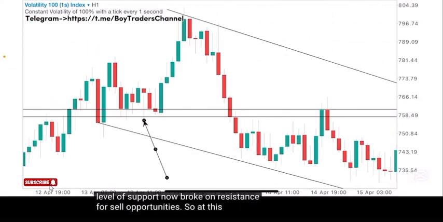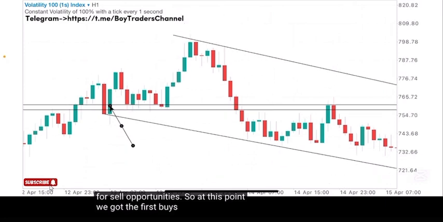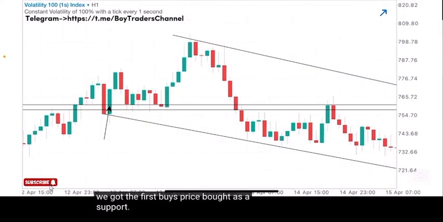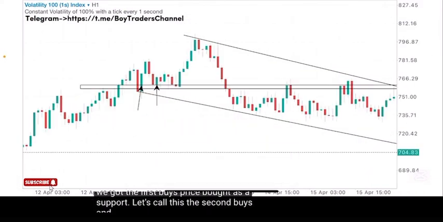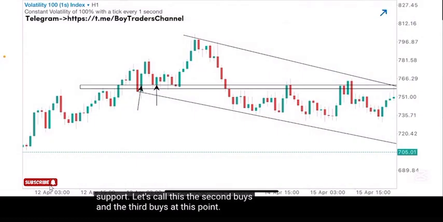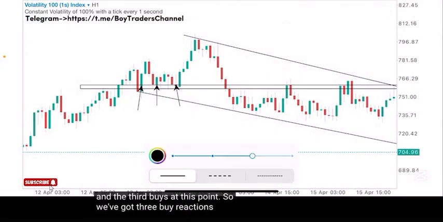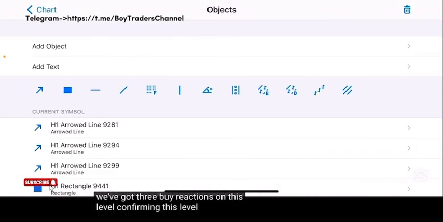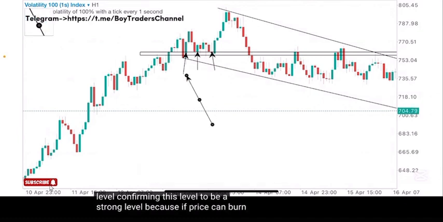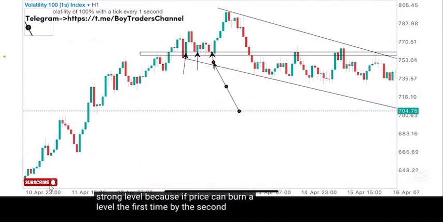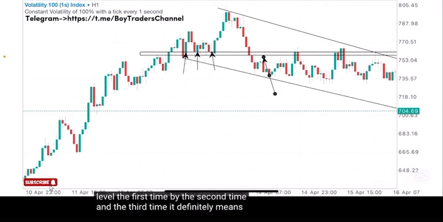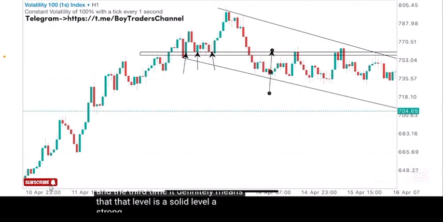opportunities. So at this point, we got the first price buy as a support. Let's call this the second buy and the third buy at this point. So we've got 3 buy reactions on this level, confirming this level to be a strong level, because if price can buy on a level the first time, buy the second time and the third time, it definitely means that level is a solid level, a strong level basically.